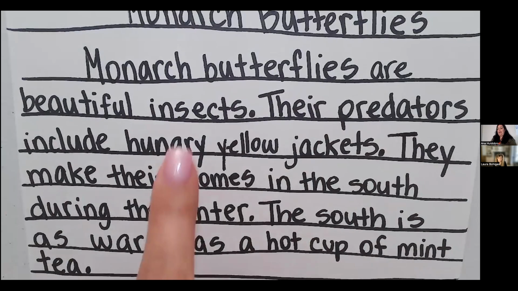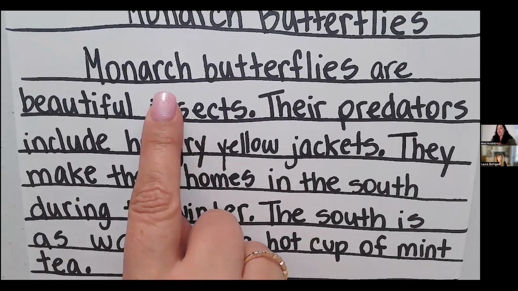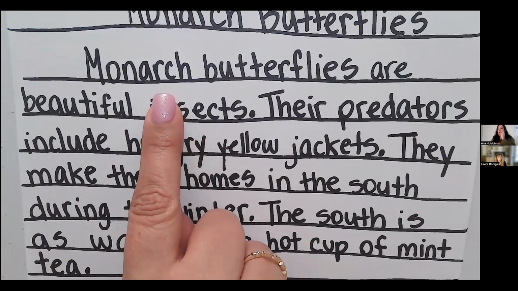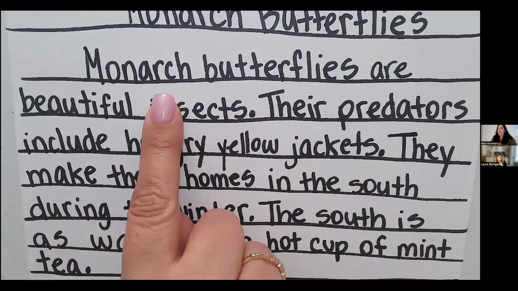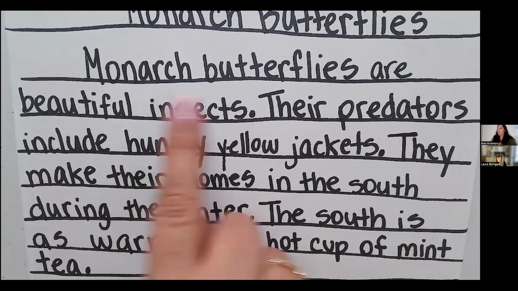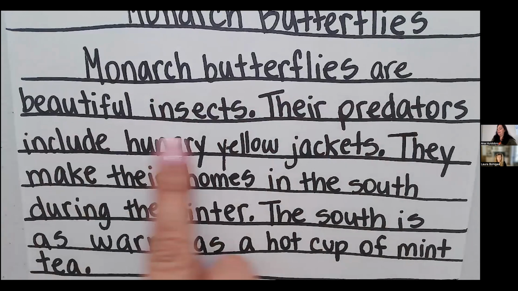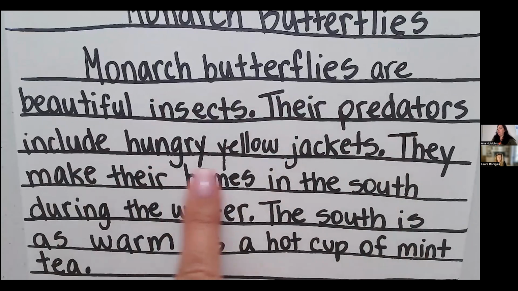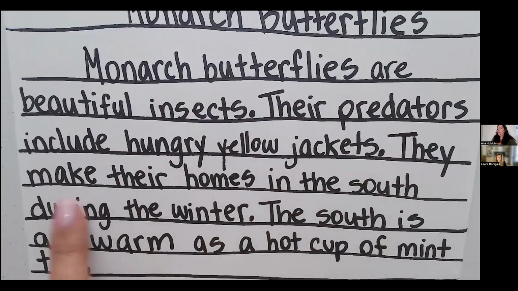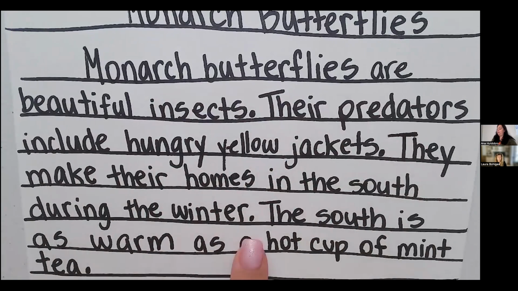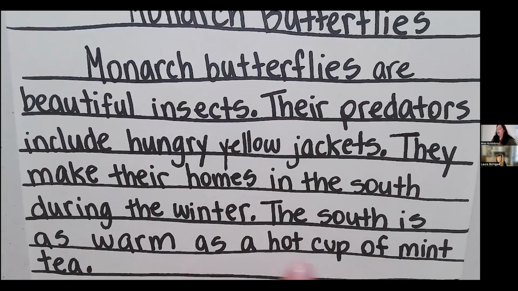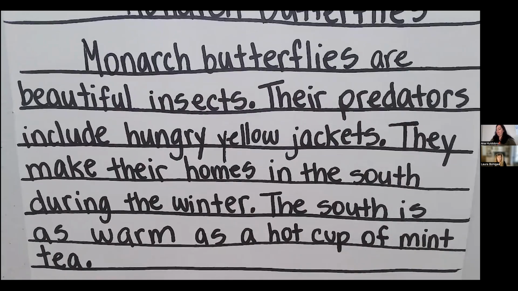Now you're going to read it out loud. You could unmute yourself if you are in a distance learning situation, or you could just read it out loud with me if you're in a regular classroom, or if you're by yourself, please read it out loud with me. Monarch butterflies are beautiful insects. Their predators include hungry yellow jackets. They make their homes in the South during the winter. The South is as warm as a hot cup of mint tea.